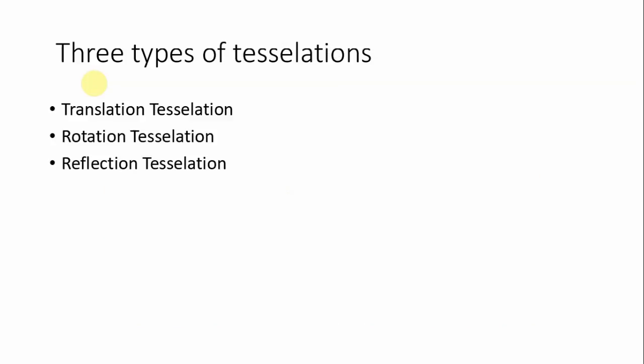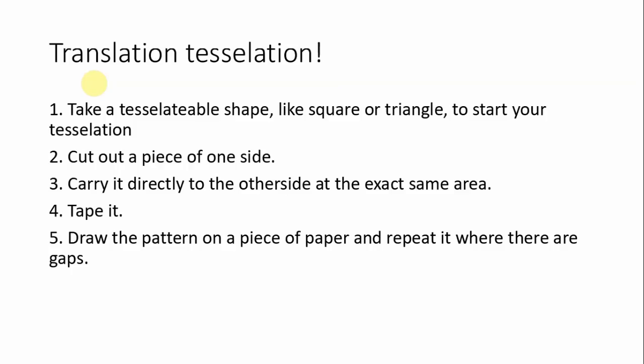Now, there are three basic types of tessellations that we have studied this year: the translation tessellation, the rotation tessellation, and the reflection tessellation. First, we're going to talk about translation tessellation.